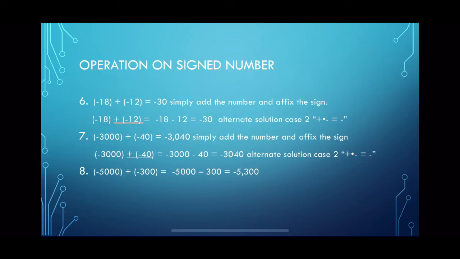For number 8, we have negative 5,000 plus negative 300, which can also be expressed as negative 5,000 minus 300 by following case 2. So we have negative 5,300.